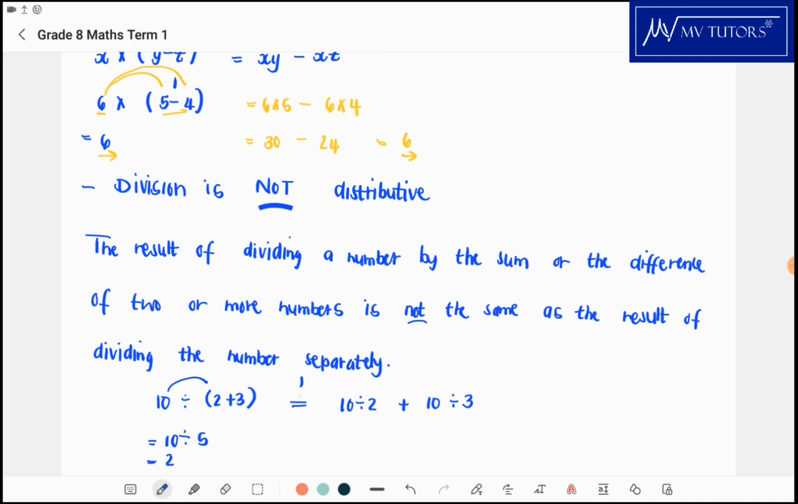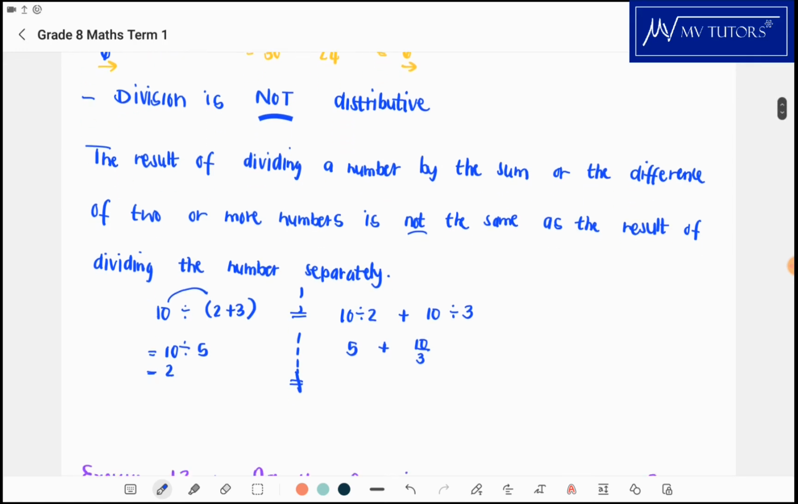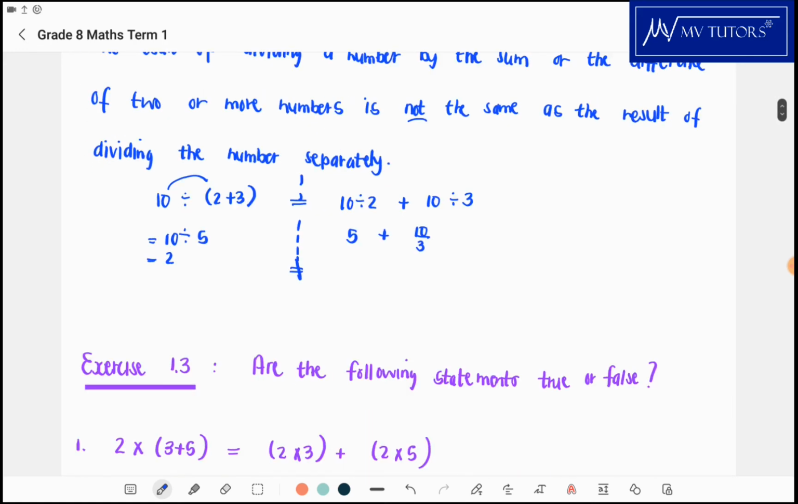Now on the other hand, let me just separate the two. 10 divided by 2 is 5. 10 divided by 3 on the other hand, it's like 3 comma something. So 5 plus 3 comma something, that's just going to be 8 comma something. So the two are definitely not equal. So division is not distributive. Let's now look at an exercise.